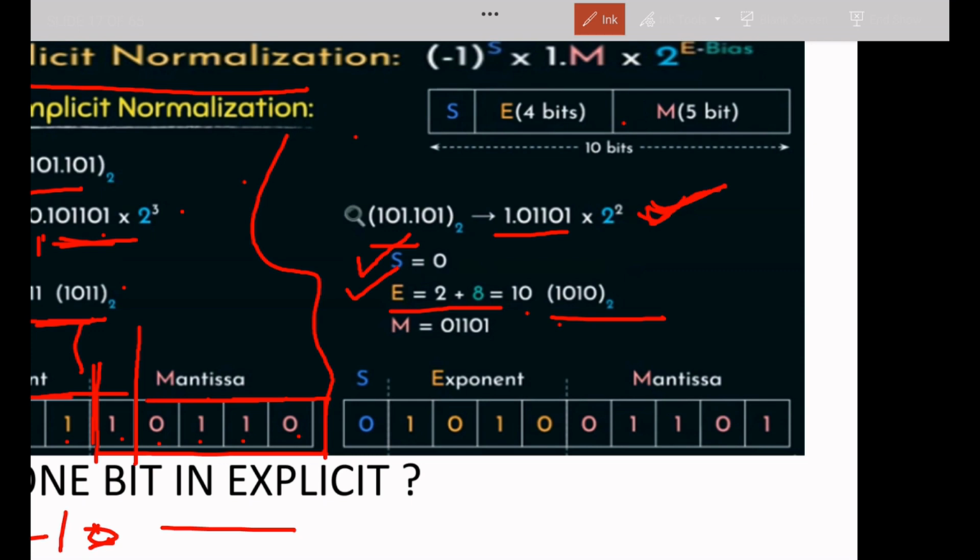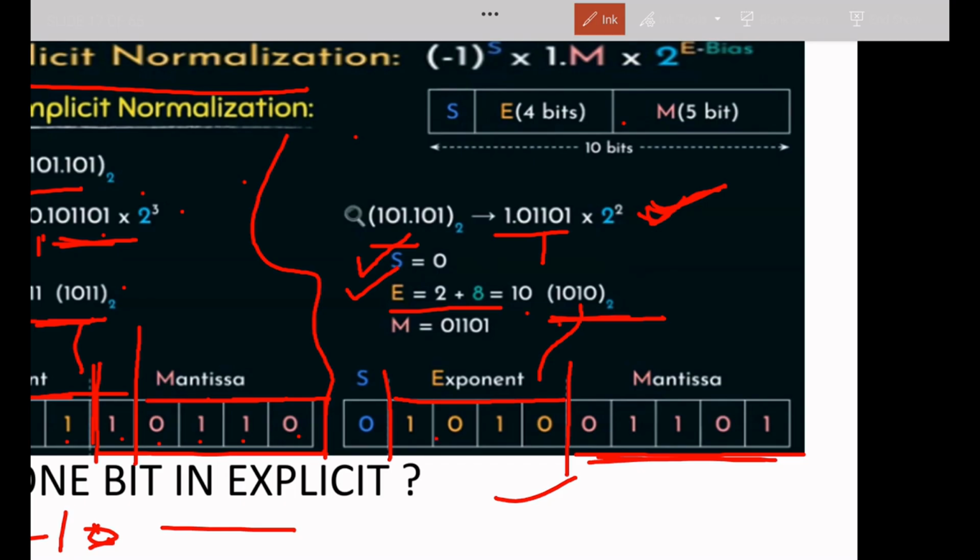Why did I say this is the excess maximum number? This 10, I convert to the binary number 1010, and I am placing this 1010 here. This is your exponent, and the remaining part is the mantissa. Mantissa means after the decimal point. The mantissa is 01101. Now you can see I placed all the bits after the decimal in implicit.